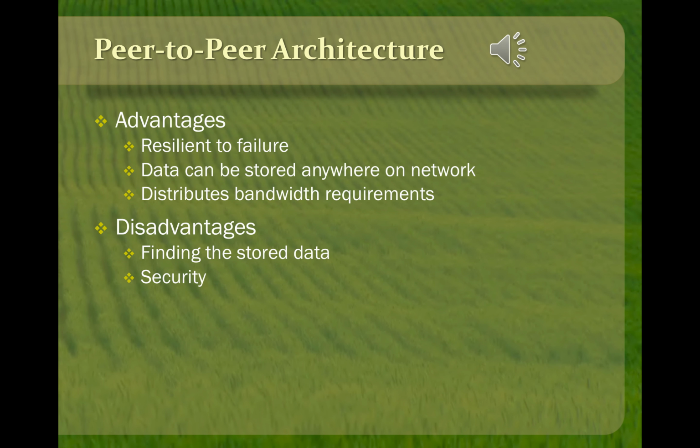The disadvantages are finding data. It can be sent out there anywhere. And as many of you know, Napster and peer-to-peer networking have huge security concerns. The integrity of the data is highly questionable in a peer-to-peer architecture, and establishing security protocols and guidelines within networks is extremely difficult in a peer-to-peer architecture.